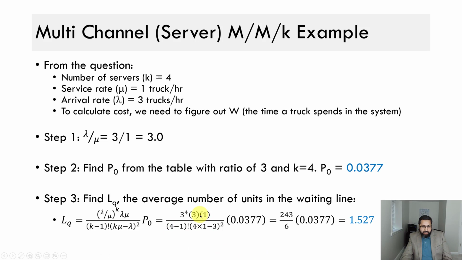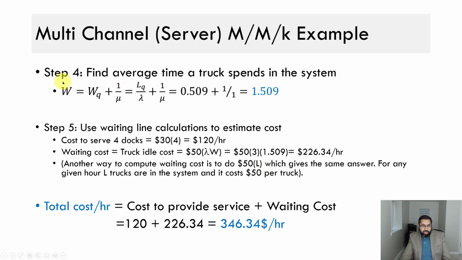Okay, then you multiply that factorial answer of 6 by K times mu, which is 4 times 1, minus lambda, minus 3, squared. That's going to be 4 minus 3 or 1 squared. So the whole denominator will become 6. The numerator 3 to the power 4 times 3 times 1 becomes 243. And then you do 243 over 6. You have to multiply by P naught, this P naught right here, which is 0.0377. So when you do the whole computation, you get 1.527.